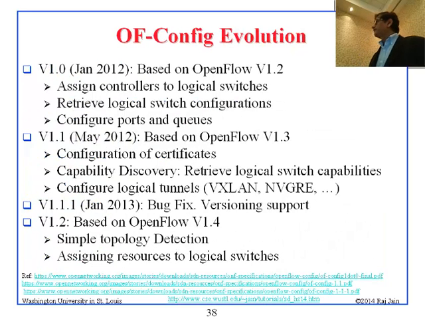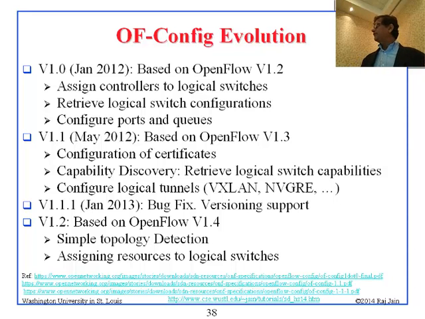Oh, yeah, here are the versions actually. I was thinking I didn't have a slide on versions. Version 1.0 is based upon OpenFlow 1.2, 1.1 based upon 1.3, 1.1.1 is a bug fix, 1.2 based upon 1.4. So actually it looks like they are corresponding, except offset by 0.2. So OF-config 1.0 is OpenFlow 1.2, 1.1 is 1.3, 1.2 is 1.4. So you just subtract 0.2 and you get that.